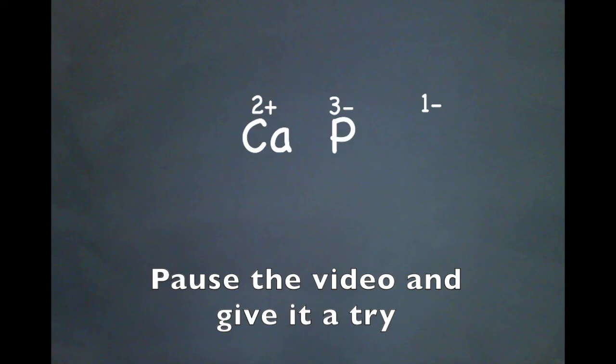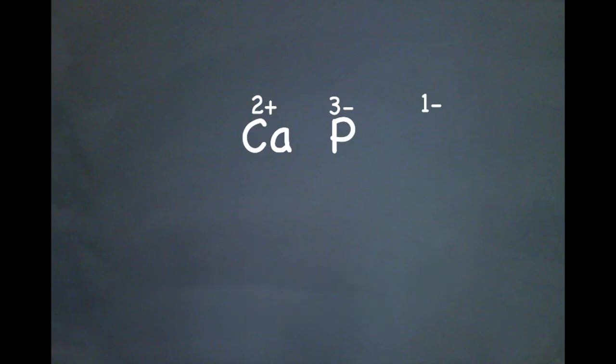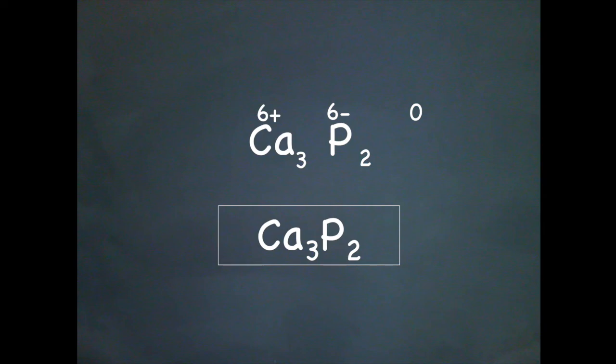Let's balance this. You may have noticed that if we had 3 calcium cations and 2 phosphide ions, we would have 3 times 2+, and that's 6+, and we'd have 2 times 3-, and that's 6-, and they both add to 0, which makes our formula neutral. So our final formula is Ca3P2. We are neutral.